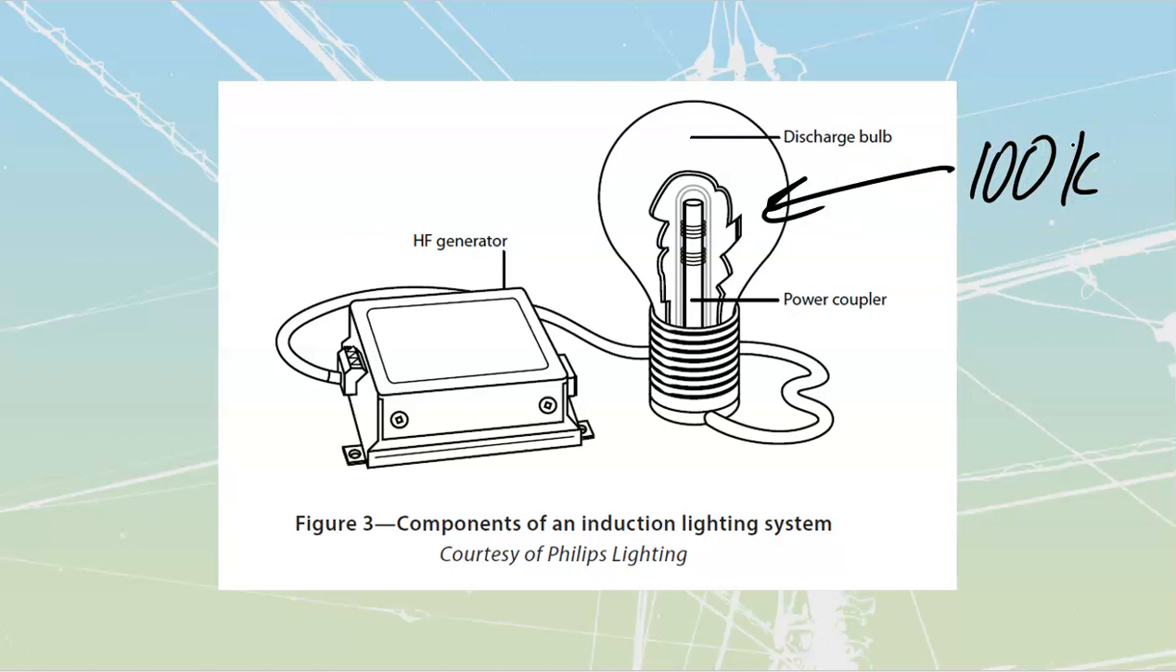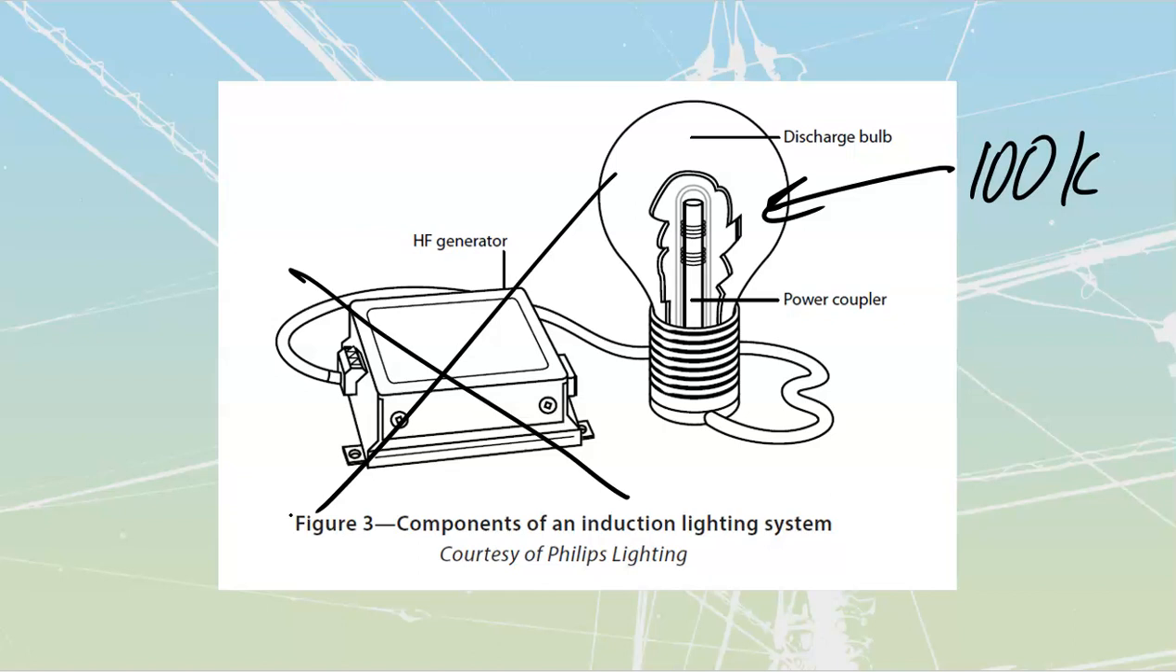Now, here's the catch, though. You'll note that the manufacturers are only rating the bulb for 100,000 hours. There is nothing being said about the high-frequency generator over here, because the high-frequency generator is the one that's doing all the heavy lifting. The rest of this is just gas and mercury trapped inside of a glass envelope. Of course, that thing should be warranted for a long, long time.